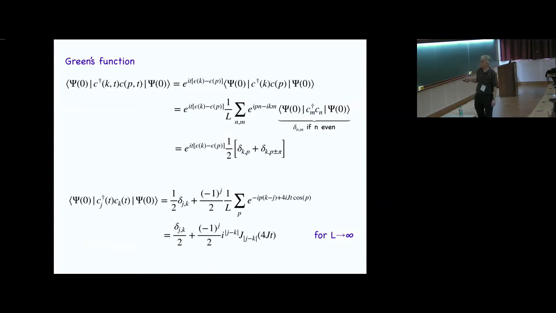And so this is a complicated sum, but then as usual, if I take the infinite volume limit, I can turn sums into integrals, and then I'm sure somebody in the last couple of weeks has shown a formula like this already, so you basically get this Bessel function as a function of time for this single particle Green's function in the L goes to infinity limit.